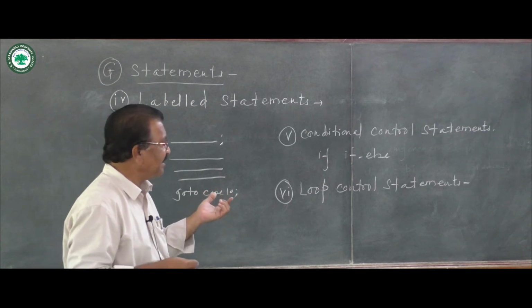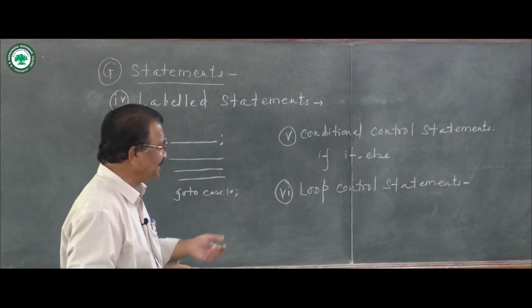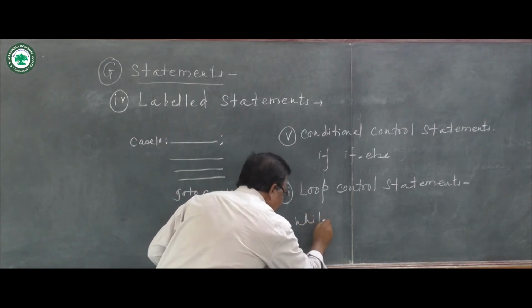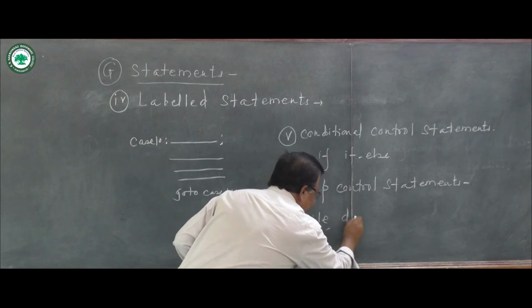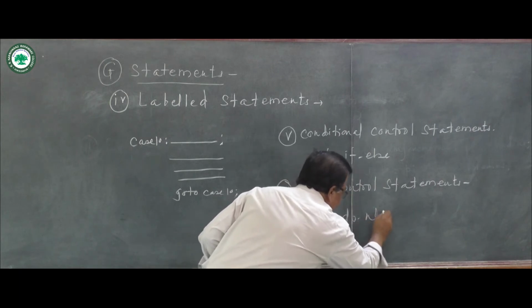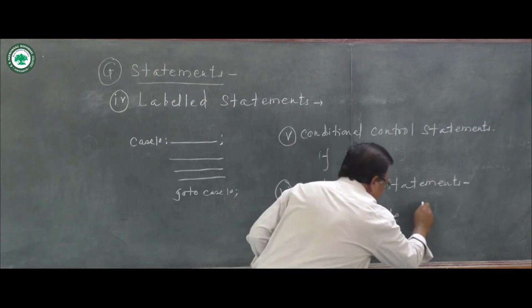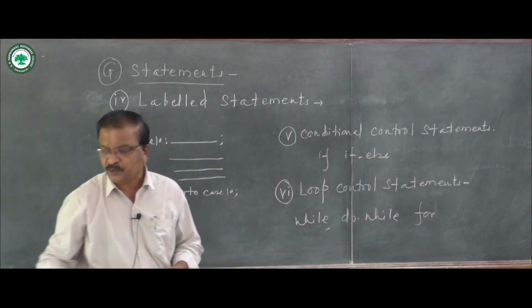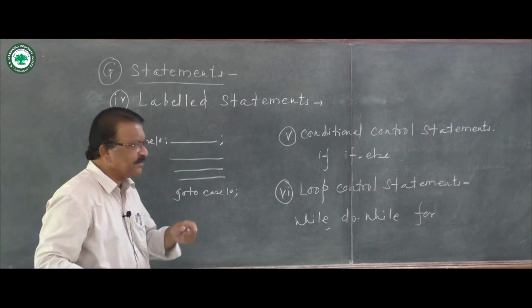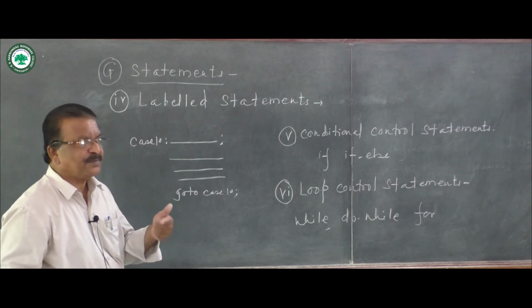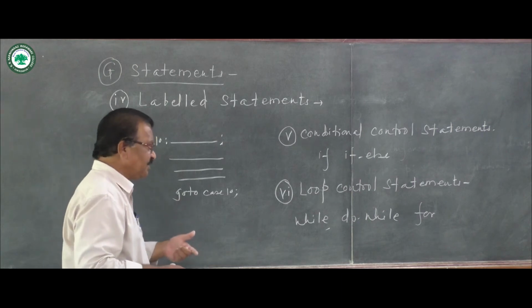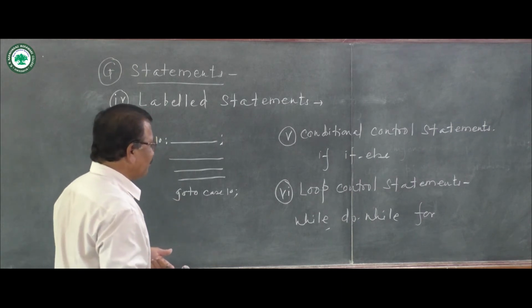There are 3 very commonly used loops in C. Those are while loop, then the second one is do while loop, and the third one is for loop. These are 3 commonly used loops in C where repeated execution of the same block of statements is there, depending upon, of course, the condition, whether the condition is true or false.